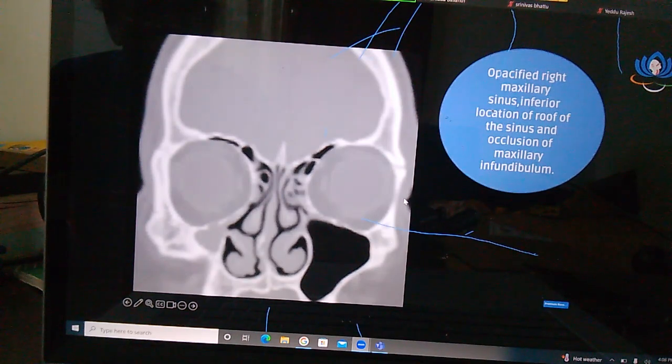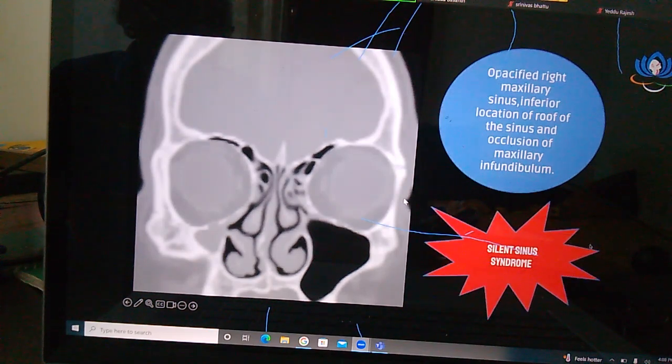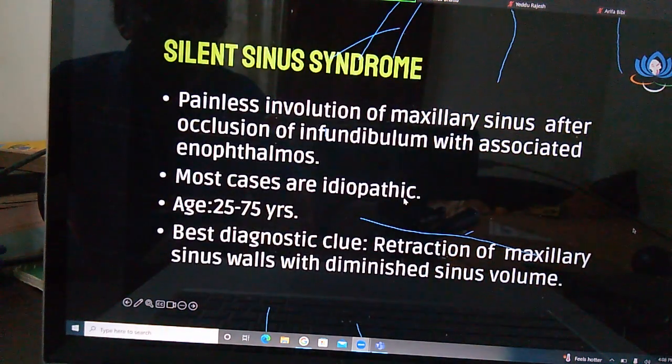And opacified right maxillary sinus, inferior location of the roof of the sinus, and occlusion of the ethmoid infundibula, maxillary sinus infundibula. So this is nothing but silent sinus syndrome. Okay, silent sinus syndrome is a painless involution of the maxillary sinus after occlusion of the infundibulum with associated enophthalmos. Okay, most cases are idiopathic. You don't know what the cause is.